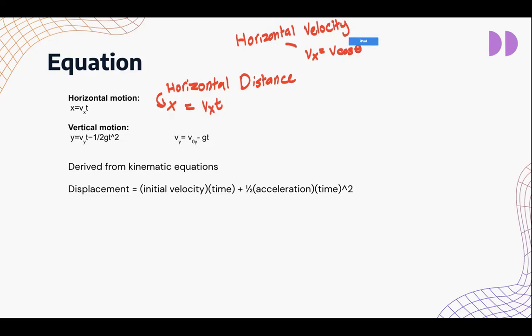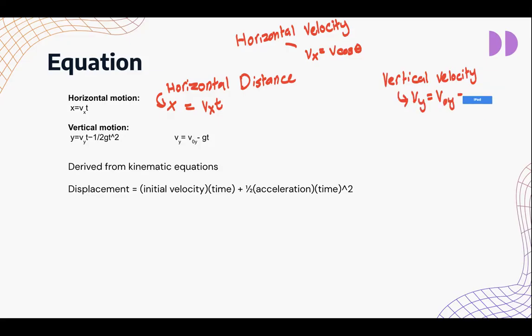But this is true because in vertical motion, we have an initial vertical velocity, but we also have gravity accelerating the ball downward. So that initial velocity is going to change, which is why we need to include this acceleration component in the equation. That's why it's more complicated than the horizontal one.